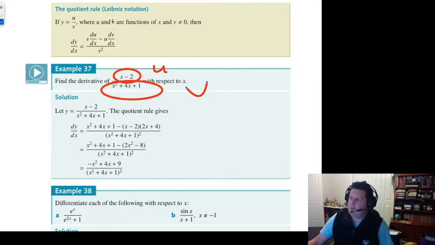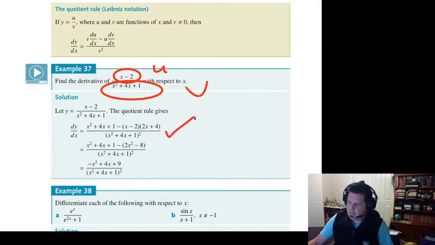Once you've got each of those, you can plug them into the formula here, writing things out carefully. So writing out v, which is this, multiplied by derivative of u, which we said was 1. So that's why it's this multiplied by 1 is just that. Take away u, which we said was x take away 2, multiplied by the derivative of v, which was 2x plus 4. On the bottom line, you've got v, so writing it out, which is this function here, and that's squared.